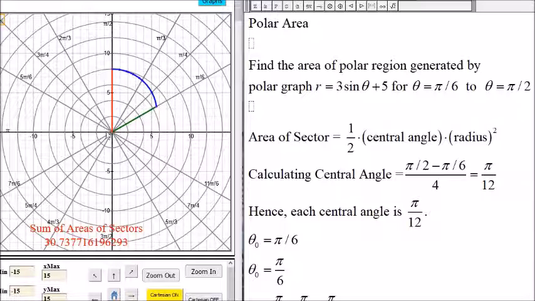So this is pi over 6. The angle from here to here is pi over 6. And then this is pi over 2. So we go from the x-axis, or the polar axis right here, all the way to over here, and that's an angle of pi over 2. And we want to know what is the area of this polar region right here.